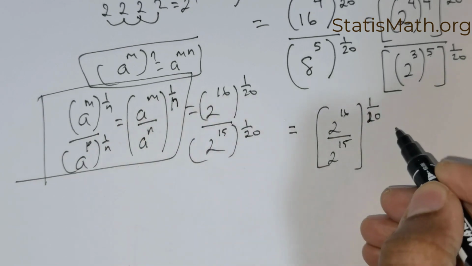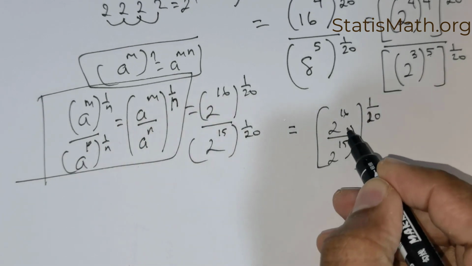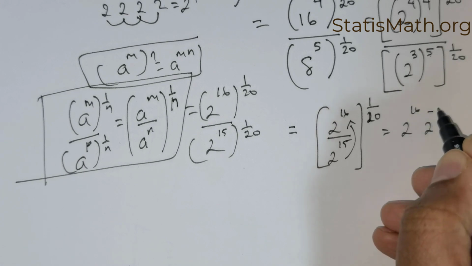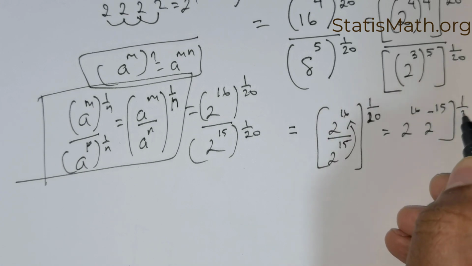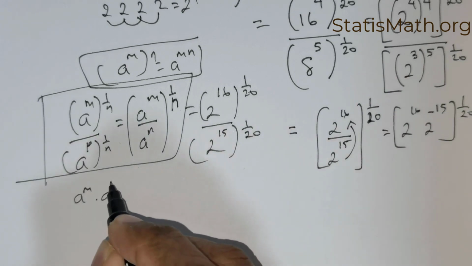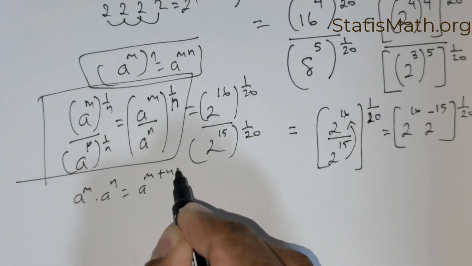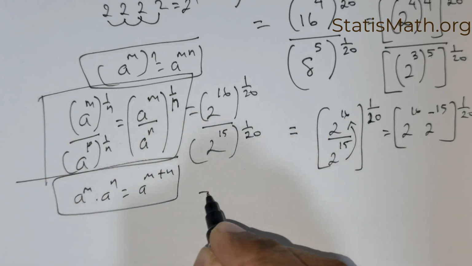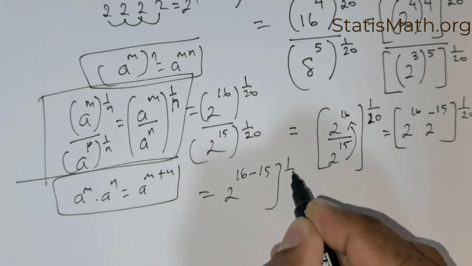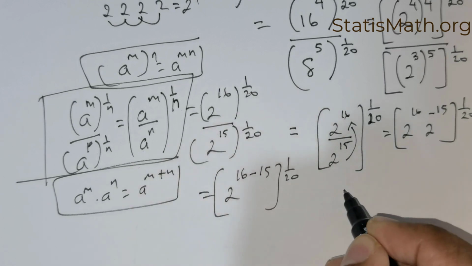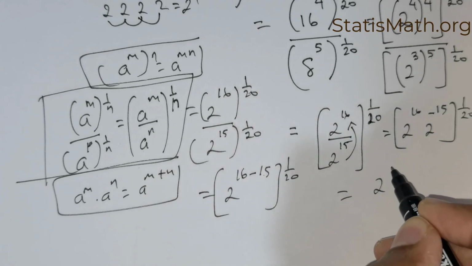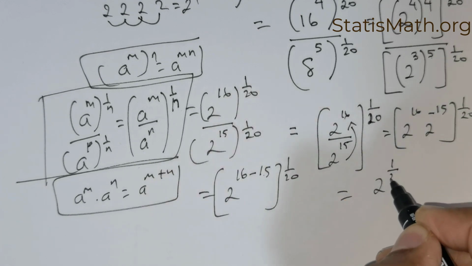Now in this case, I can just move this 2 raised to the power of 15 to the numerator. So this is going to be 2 raised to the power of 16 times 2 raised to the power of negative 15, which is in turn raised to the power of 1 over 20. Now a raised to the power of m times a raised to the power of n is a raised to the power of m plus n. By that property, this is going to be 2 raised to the power of 16 minus 15. Then take only raised to the power of 1 over 20, which is nothing but 2 raised to the power of 16 minus 15, which is 1. So it's going to be 2 raised to the power of 1 over 20.